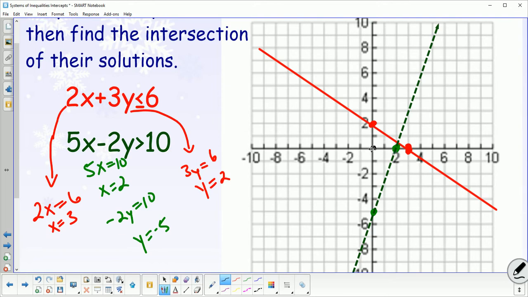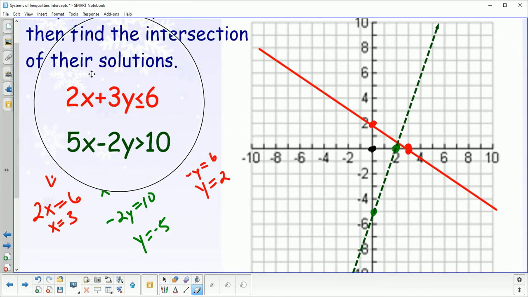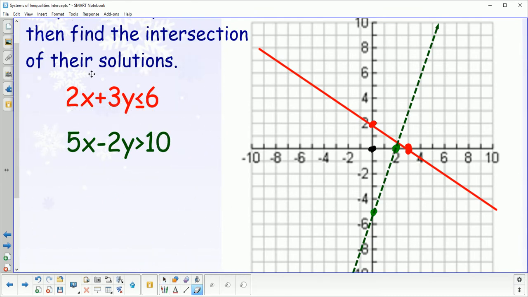So I can start by plugging in 0, 0. So if I plug in 0 here, I get 0 is less than 6. That is true. So that first one, 0, 0, works in that first one, but I need to check it in the other one. Plugging in 0 on this side, I get 0 is greater than 10. That does not work. So I now know that 0, 0 is not a solution. So I can cancel out, not going to shade this region.